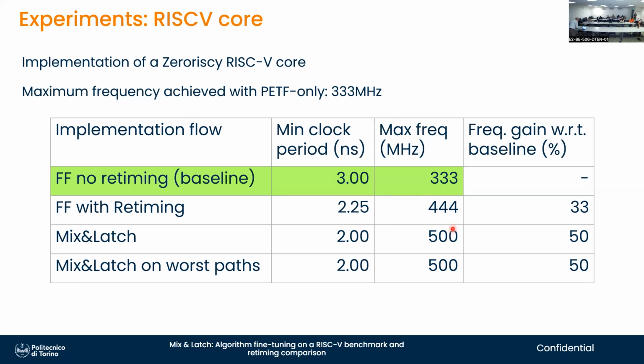So we applied retiming, which can be done with the Cadence and Synopsys tools, and does not allow formal verification to be run. And we got a frequency improvement of about 33%, which is good. With mix and latch, we managed to get 500 megahertz, which is 50% instead of 33%. So it's better than what retiming can achieve. And if we apply it only on a fraction of the paths, we get the same performance improvement and a much smaller area increase. And if you want more precise results, go to the paper.